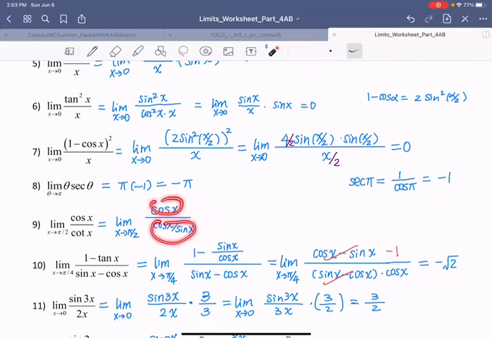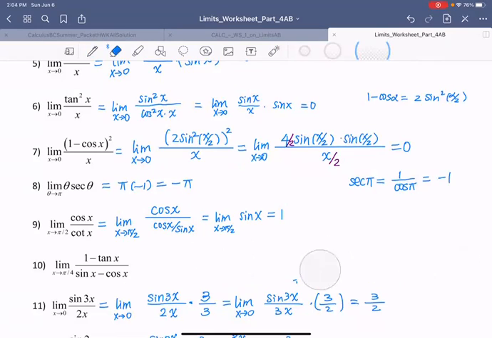This divided by this means this times the reciprocal of that. So it is sine. We write down one more step. That equals 1. Very good. Nice job. Now, number 10. Aiden.